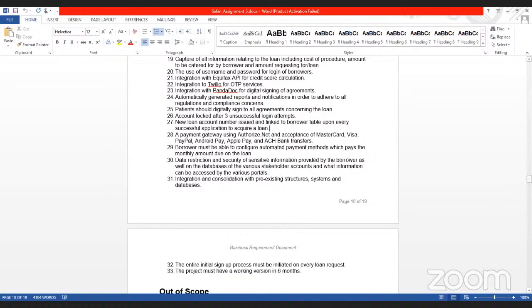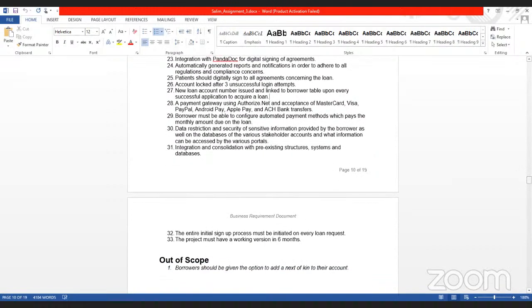And also we should give them a means of automating payments. And also we should have data restrictions on sensitive information. So that's where we have the access level. The lender portal may not access certain information. The borrower's portal may not access certain information, although they might be working from the same database. Certain information is not sent across.